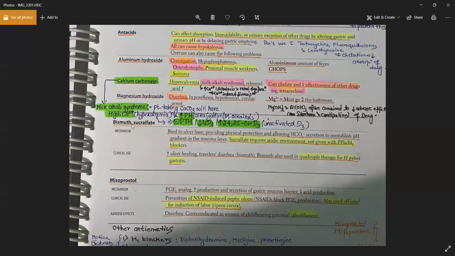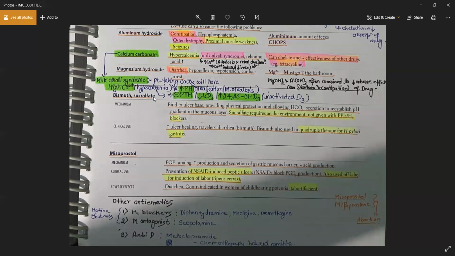Then comes the bismuth or the sucralfate. They basically make a protective layer over the ulcer to prevent it from the action of the acid, right? And one of the bad things about sucralfate is that it requires the acidic environment. Although it is preventing your ulcers from happening, it requires the acidic medium first in order to cause a beneficial effect, right? And that would be it.